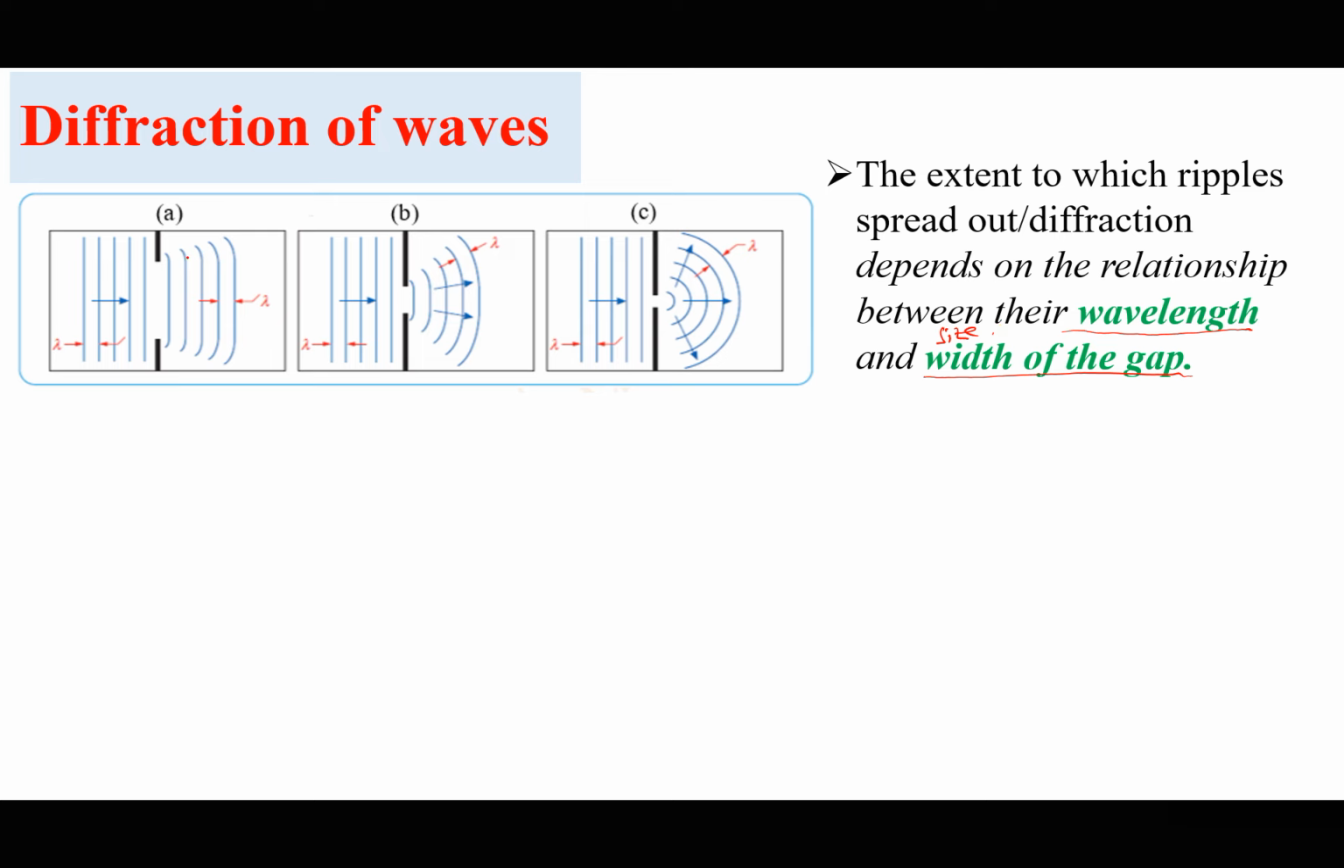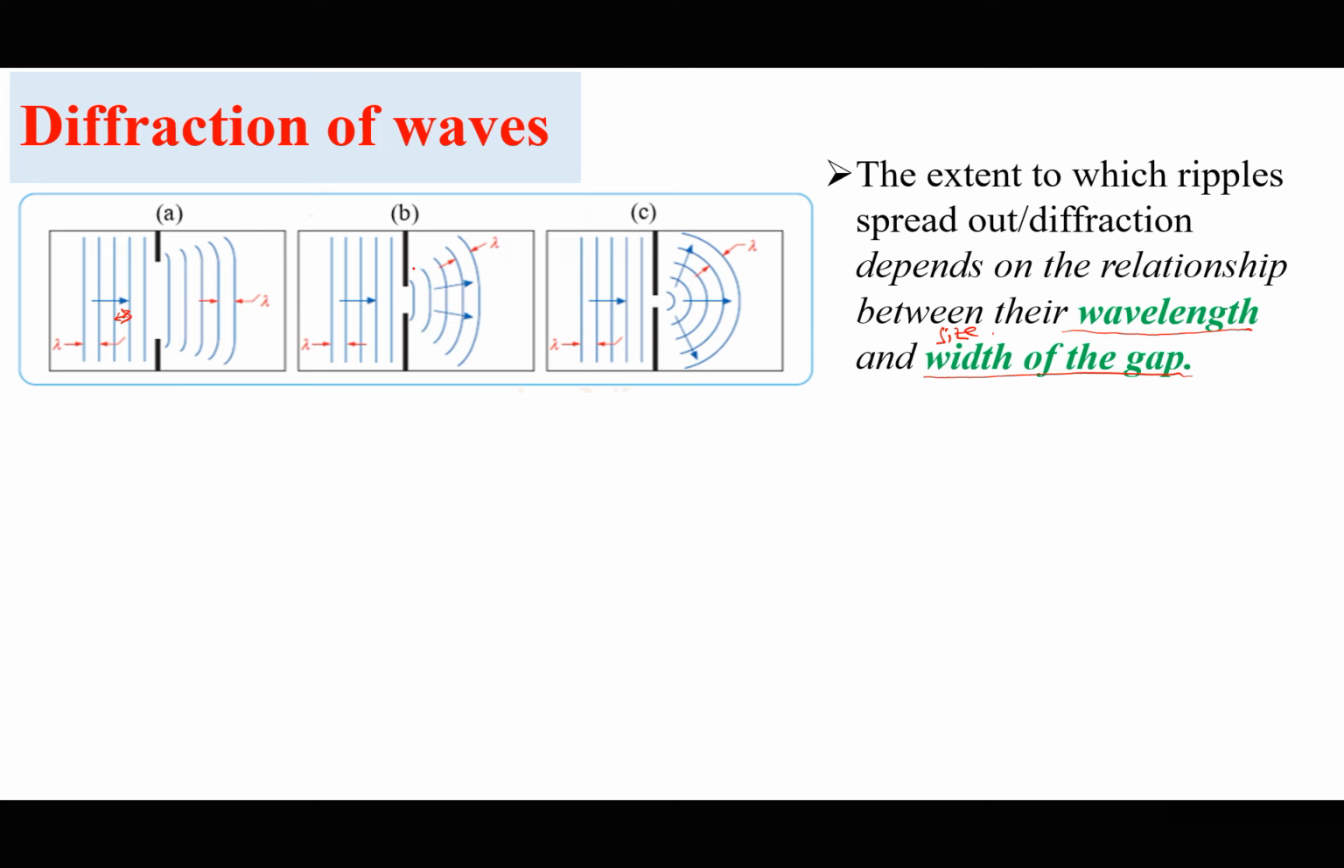Now look at the first diagram. The gap is very big, and look at the distance between the wavefronts, which is the wavelength. So here we notice that the wavelength is much smaller than the size of the gap. So the curvature of the waves is very small. They are almost straight, only curving at the extreme ends or at the edges. So here we say diffraction is smaller if the wavelength is much smaller than the size of the gap.